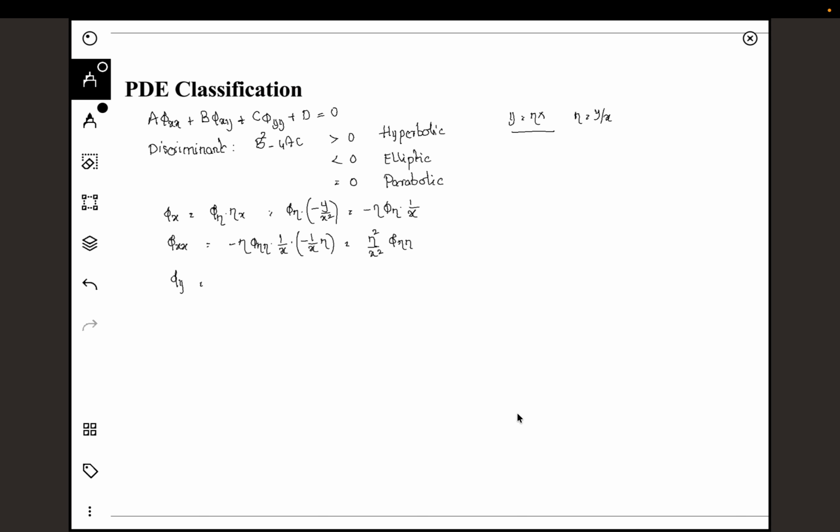Similarly, phi y is phi eta times eta y, phi yy will be eta into 1 by x square. Phi yx or phi xy, either way, will be, let's say phi yx is something we start out with.